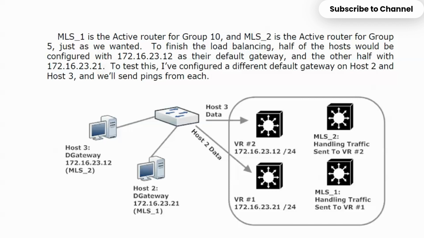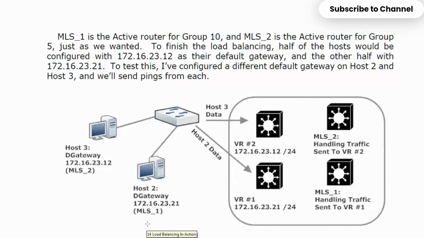We're not quite done with our load balancing until we give about half of our hosts one of the virtual router IP addresses for a default gateway. Then we give the other half of the hosts the other virtual router's IP address as a default gateway. That's the way you got to split it up.